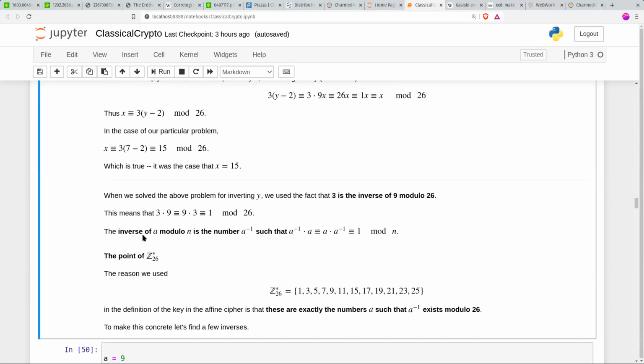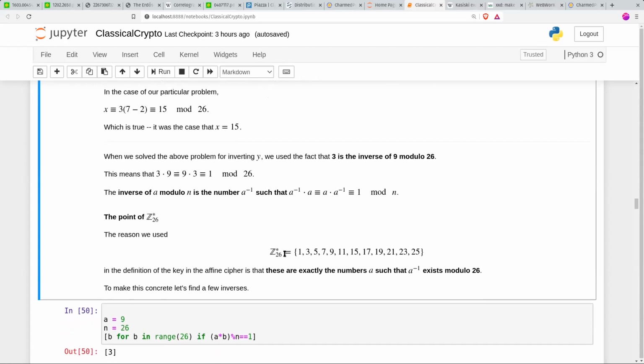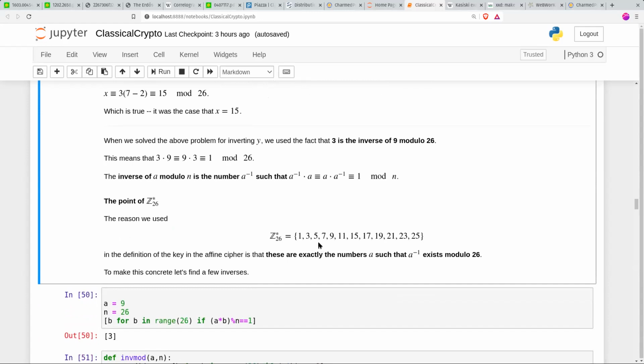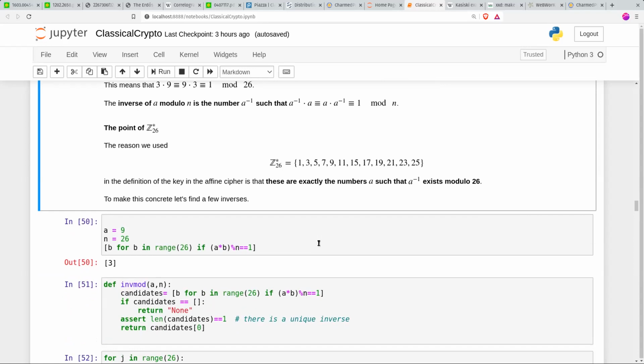So in general, what it means to be an inverse for multiplication: the inverse of a modulo n is the number that we denote here with a little -1, so that when you multiply those two numbers together, you just get 1 mod the modulus. And the reason we care about Z26 star is because it turns out a number has an inverse if and only if it's relatively prime to the modulus. We could prove that, but we'll just check it with a little program here.